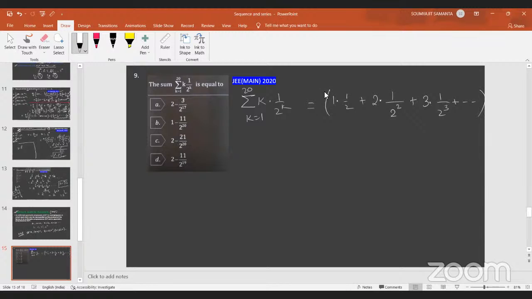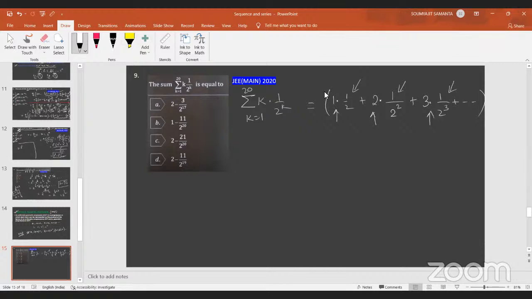See, these terms 1, 2, and 3, are they not forming GP? Sorry, AP. They are forming AP. 1, 2, 3. They are forming AP. Yes or no? Yes, sir. What about 1 by 2, 1 by 2 square, 1 by 2 cube? They are forming GP. So if it is in this form, where some first terms are in AP and the next terms are in GP, this kind of formation is known as AGP, arithmetic geometric progression.